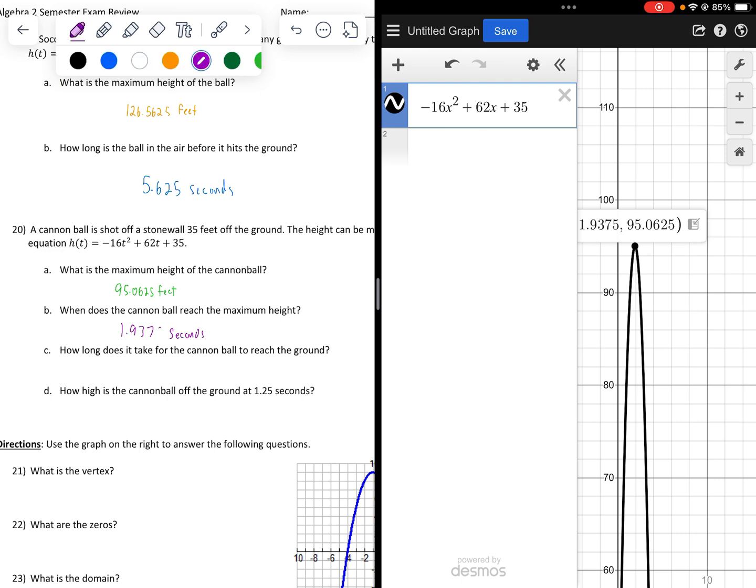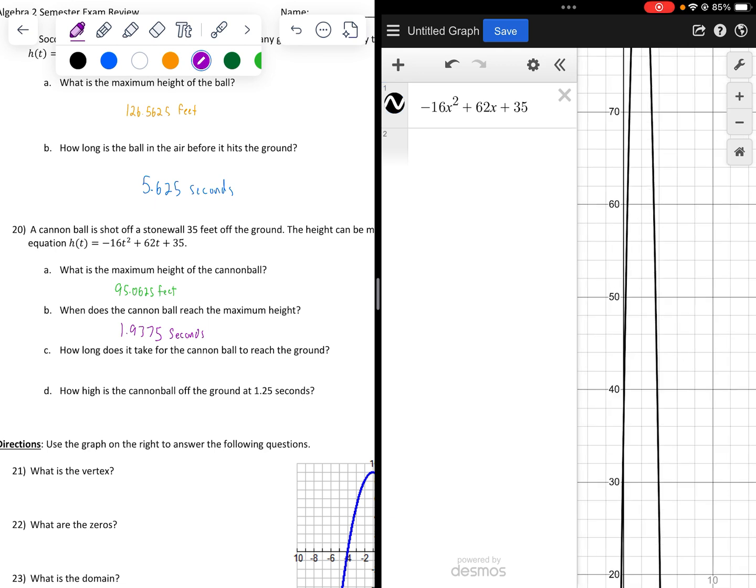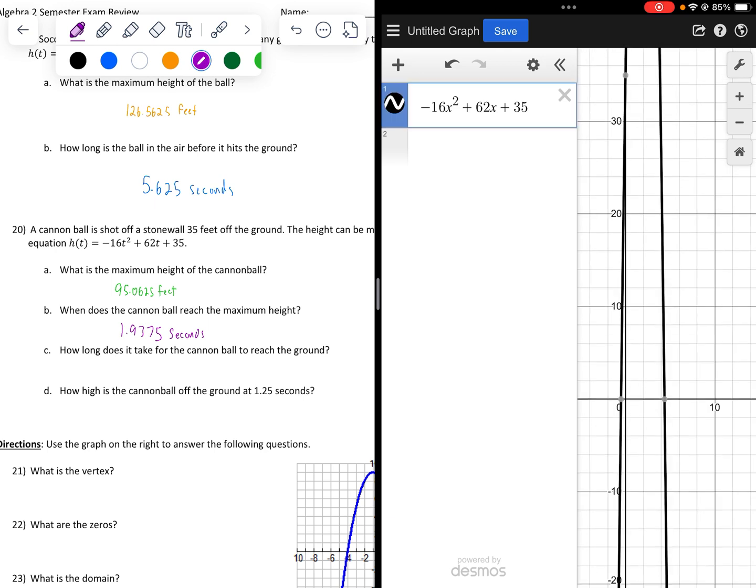There we go. How long does it take for the cannonball to reach the ground? These are a lot of the same question from above. So that's the x-intercept right there. So 4.375 seconds.